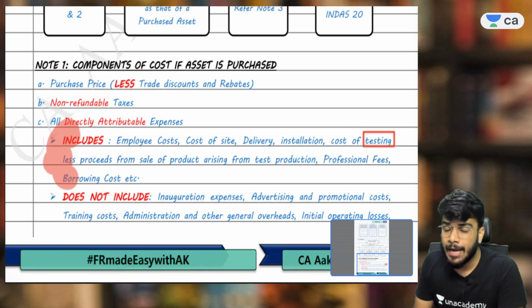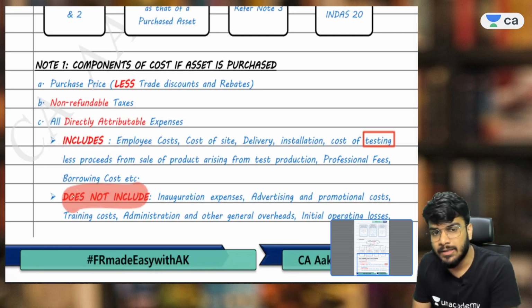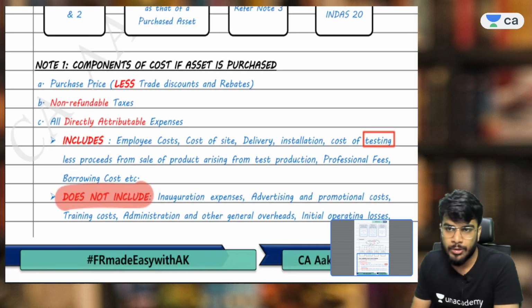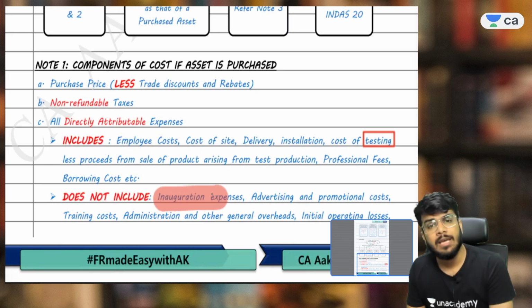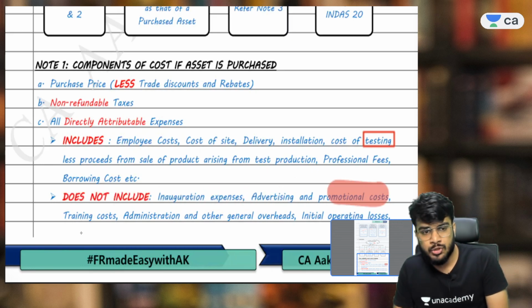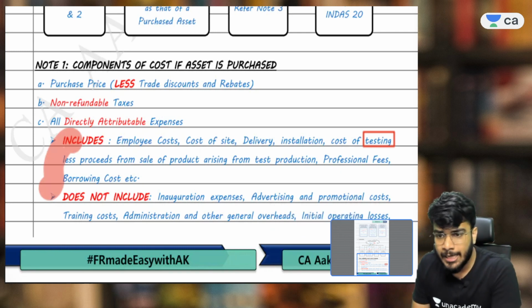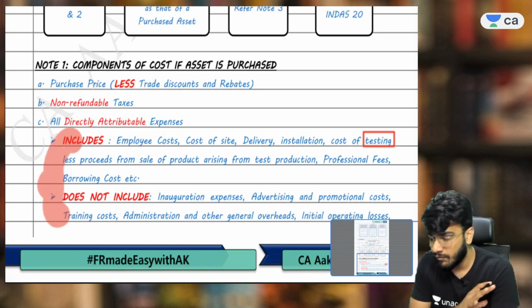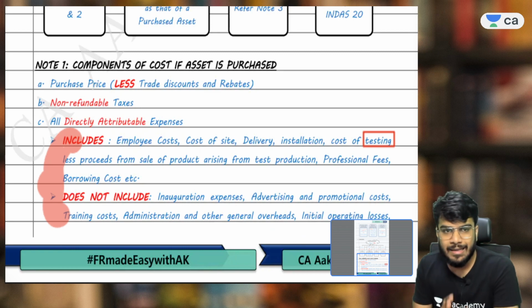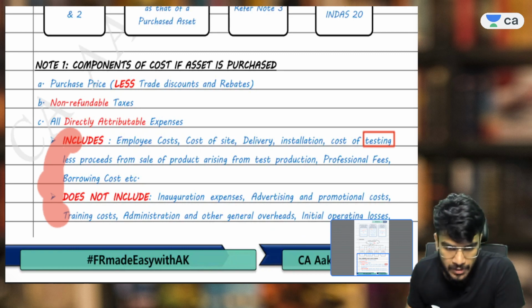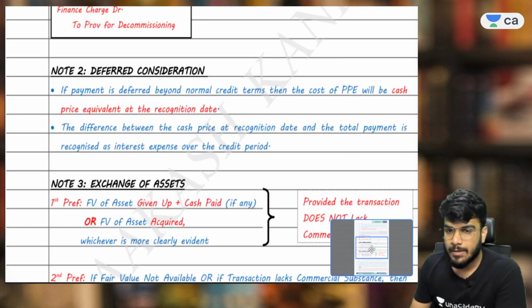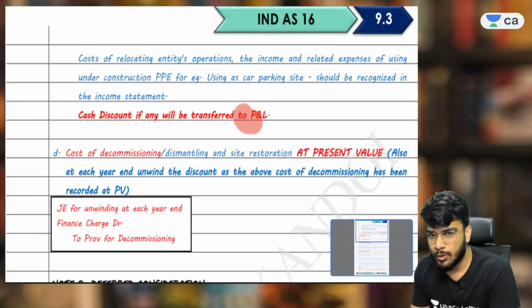These are the directly attributable expenses which can be included, but the following things are not to be included. The examples are as follows: inauguration expense, advertising expense, promotional cost, training cost, admin and other general overheads, initial operating losses. These are the items which you need to exclude, which you need not consider while calculating the cost of the asset. Apart from this, if you receive any cash discount, it should be transferred to profit and loss.